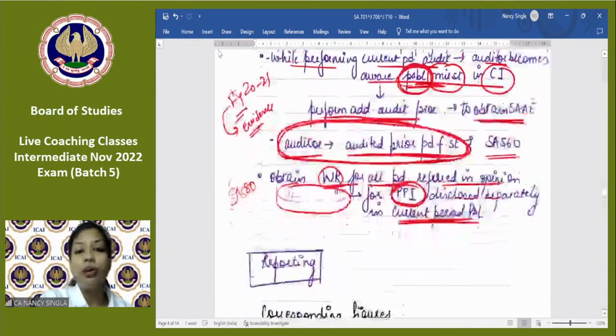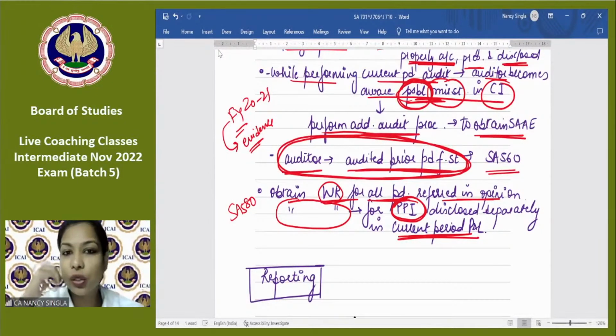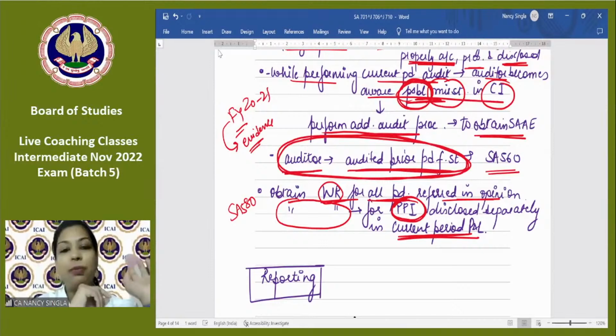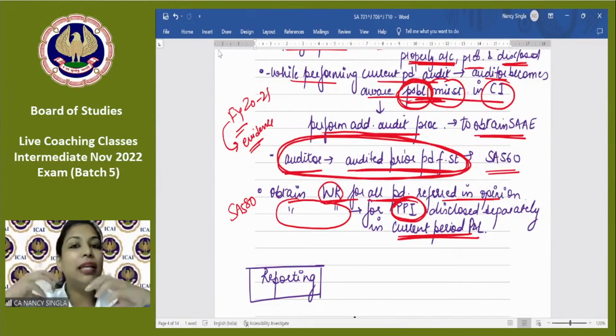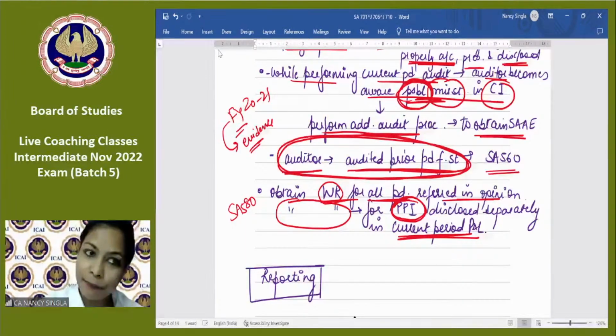Simple. While performing the audit for the current year, if the auditor becomes aware of a possible misstatement in comparative information, he needs to perform additional audit procedures to obtain sufficient appropriate audit evidence. And if he was the auditor last year, he needs to consider his responsibility as per SA 560. He needs to obtain written representation in terms of SA 580 with respect to all the periods for which information has been given and referred to in the opinion, and with respect to the prior period item mentioned in the current period P&L, he needs to obtain separate written representation from the management. Okay, any doubt?